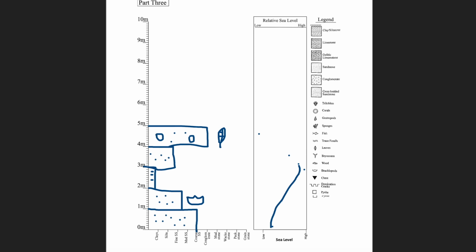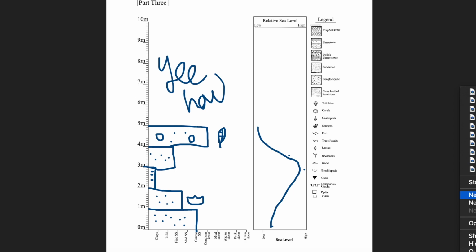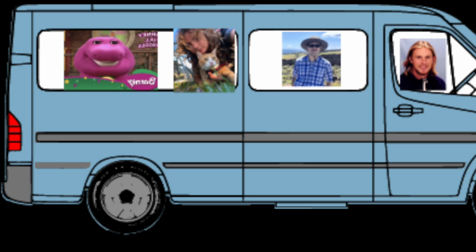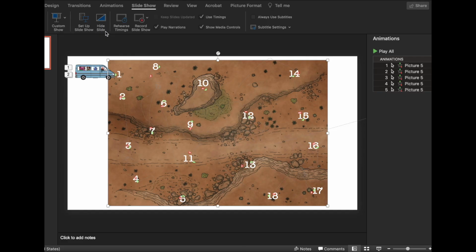Cool. So for the first part of this lab, we're going to take the good old geology field van driven by our favorite teacher, Dr. Owens. Haha. And we're going to go on an adventure.